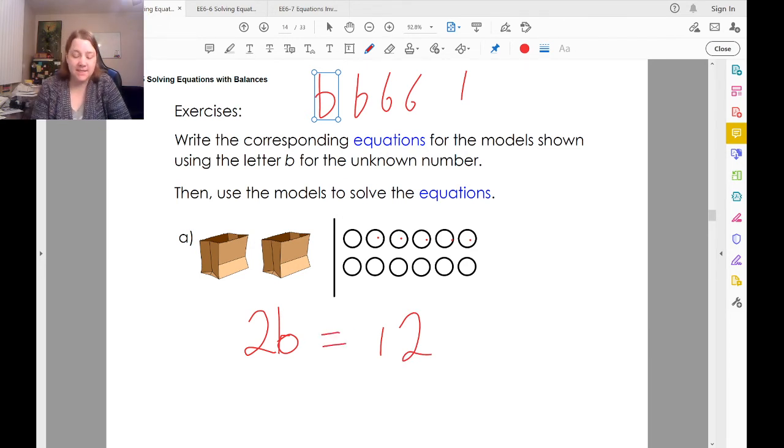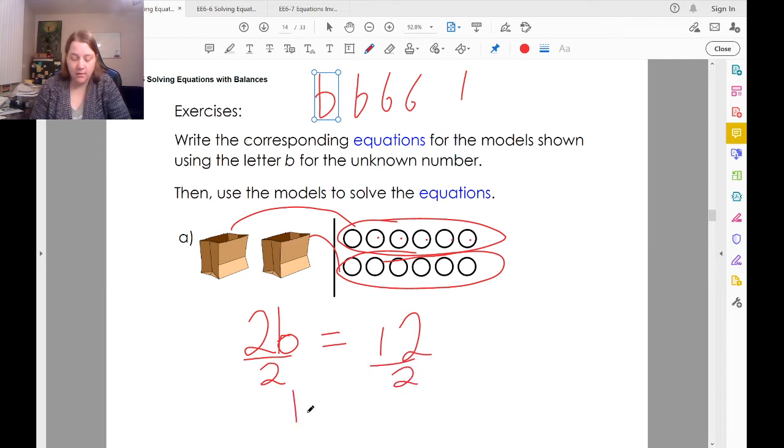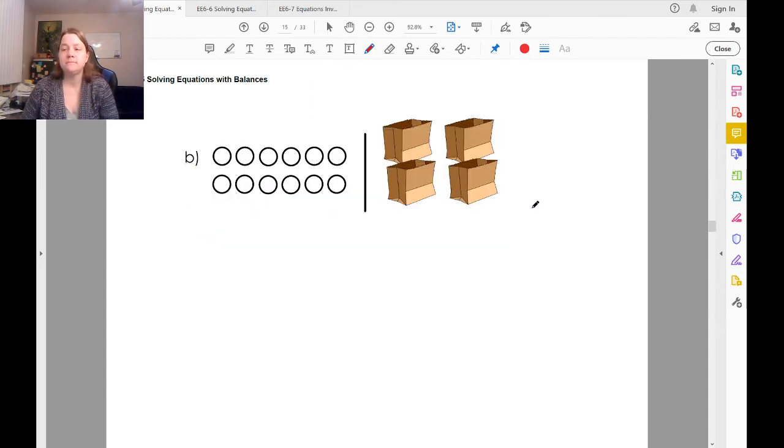Or if I was to separate these into 2 groups, I would get 1 group per bag. So I divided by 2. Divide 2B by 2, divide 12 by 2. B equals 6. There are 6 circles in each bag. Watch as the rest of these slides probably walk you through that. Oh no, they don't. Fantastic.